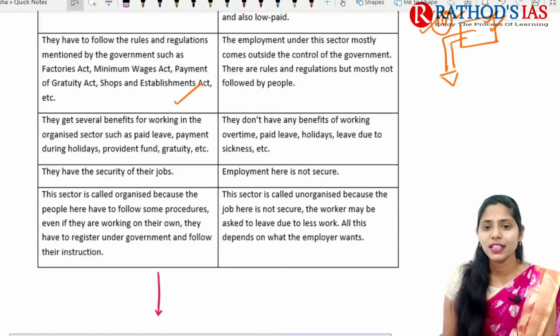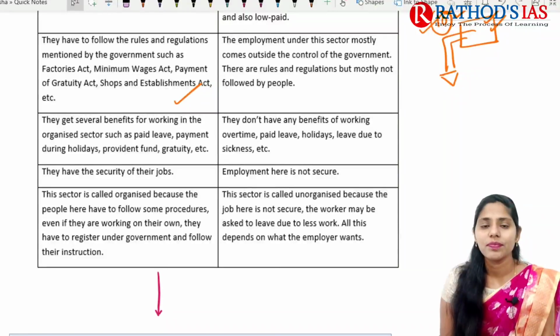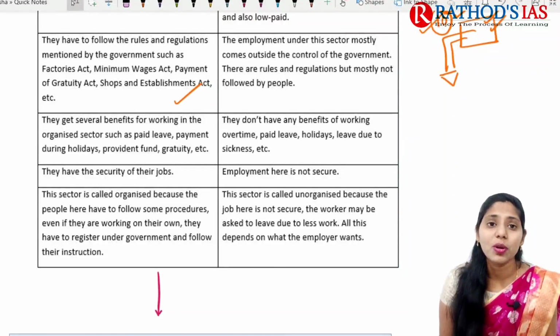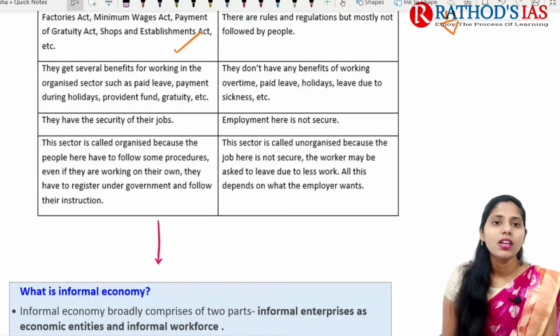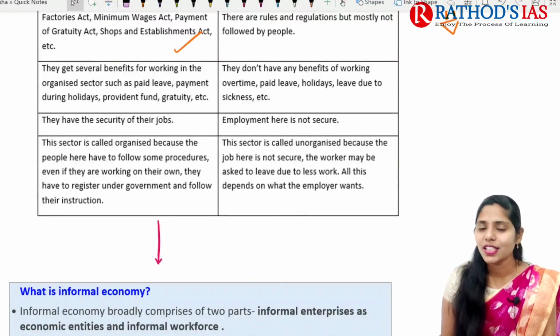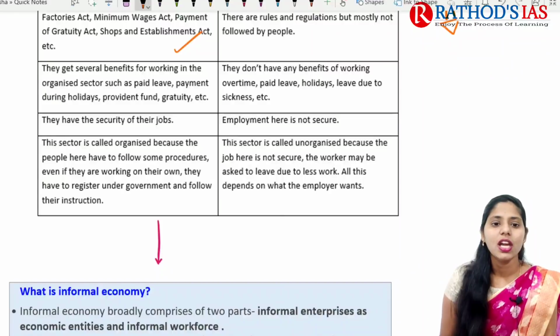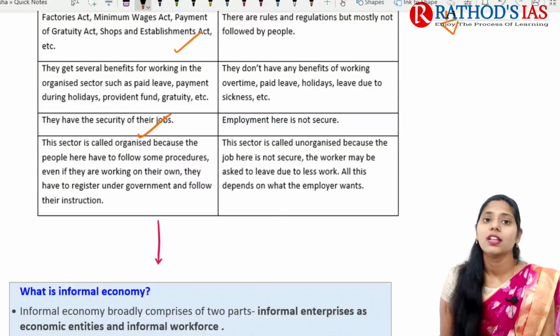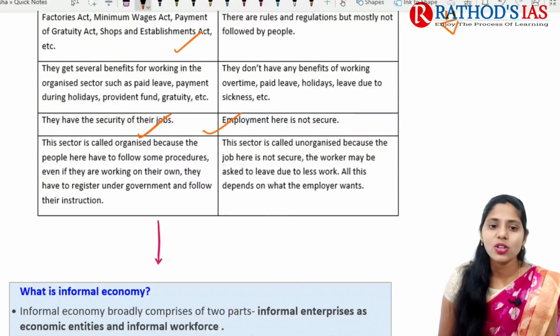But in the informal sector, they do not get any benefits of working, and sometimes they also need to work overtime. There will be no paid leave, there will be no holidays, and there will be no leave due to sickness, etc. And in the organized sector there will be job security, and in the unorganized sector there will be no job security, okay. The organized sector is so because people here have some procedures, okay. Even if they are working on their own, they have to register with the government, and they need to follow the regulations and rules of the government. So it is called the organized sector.